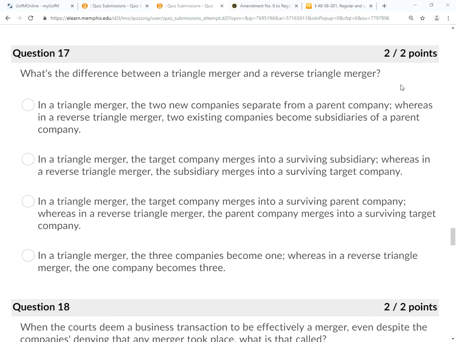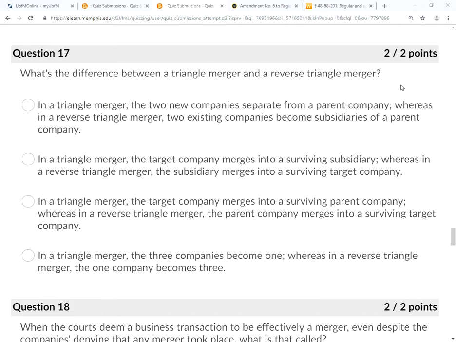A reverse triangle merger is similar, but the subsidiary is merged into the target corporation, leaving the original parent corporation and the target corporation. The subsidiary at that point is dissolved. So if we go through the different answers, in a triangle merger, the two new companies separate from a parent company, whereas in a reverse triangle merger, two existing companies become subsidiaries of the parent company. Well, we know by definition in the book that this couldn't happen.